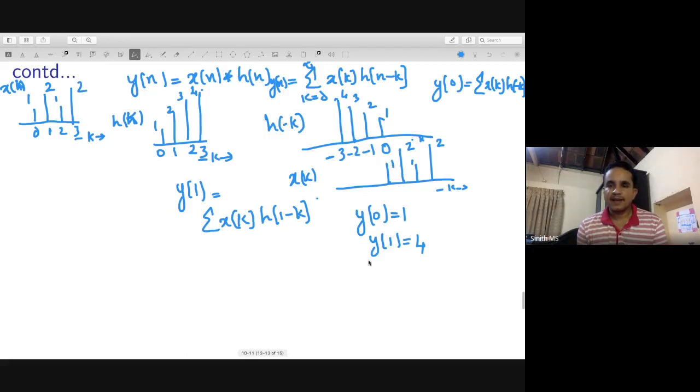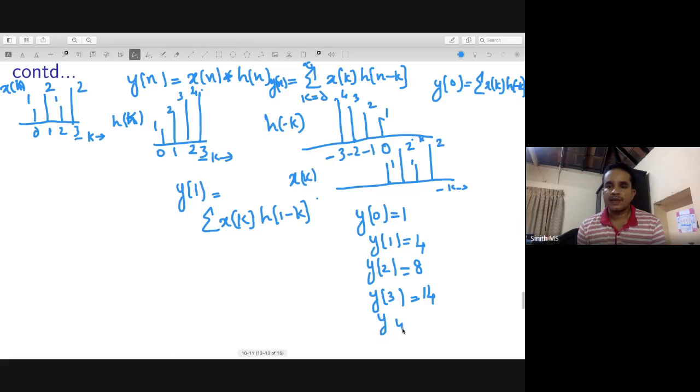And again, what happened to y of 2? Again, you shift it. So these three will be multiplied: 1 into 1 plus 2 into 2, 4 plus 1, 5 plus 3, 8. What about y of 3? Again, you shift to the right. So you have 4 elements: 2 into 1, 2, plus 2 into 1, 2. So that becomes 4. Then 2 into 3, 6 plus 4, 10. 10 plus 4, 14.